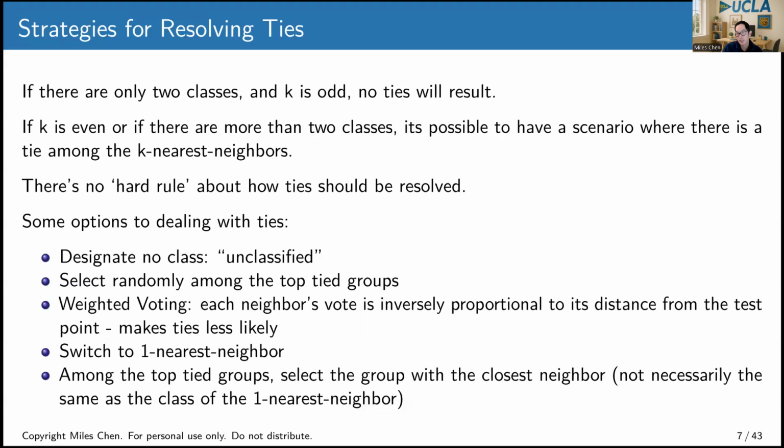Okay. You can also just switch to the one nearest neighbor and say, okay, well, it's a tie, 3 versus 3. But if we look at the nearest neighbor, then it's going to be class A. Okay. Or among the top tied groups, you can also select the group with the closest neighbor. That's not necessarily the same as picking the one nearest neighbor. A lot of times it yields the same results, but it's not always exactly the same.